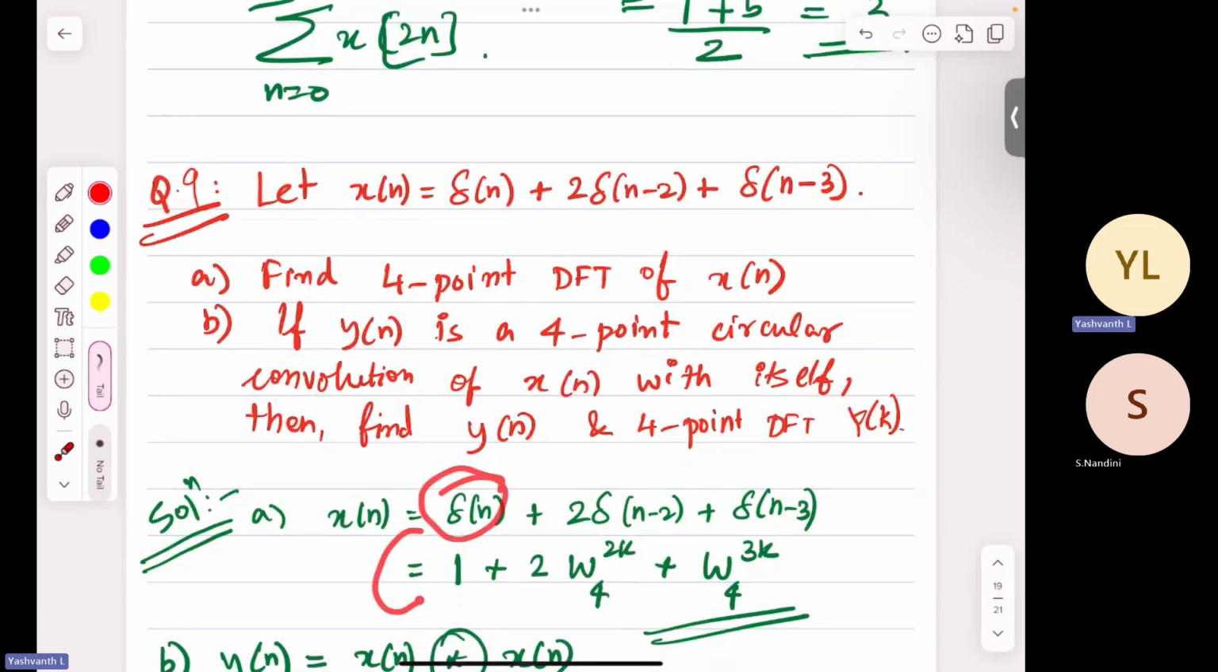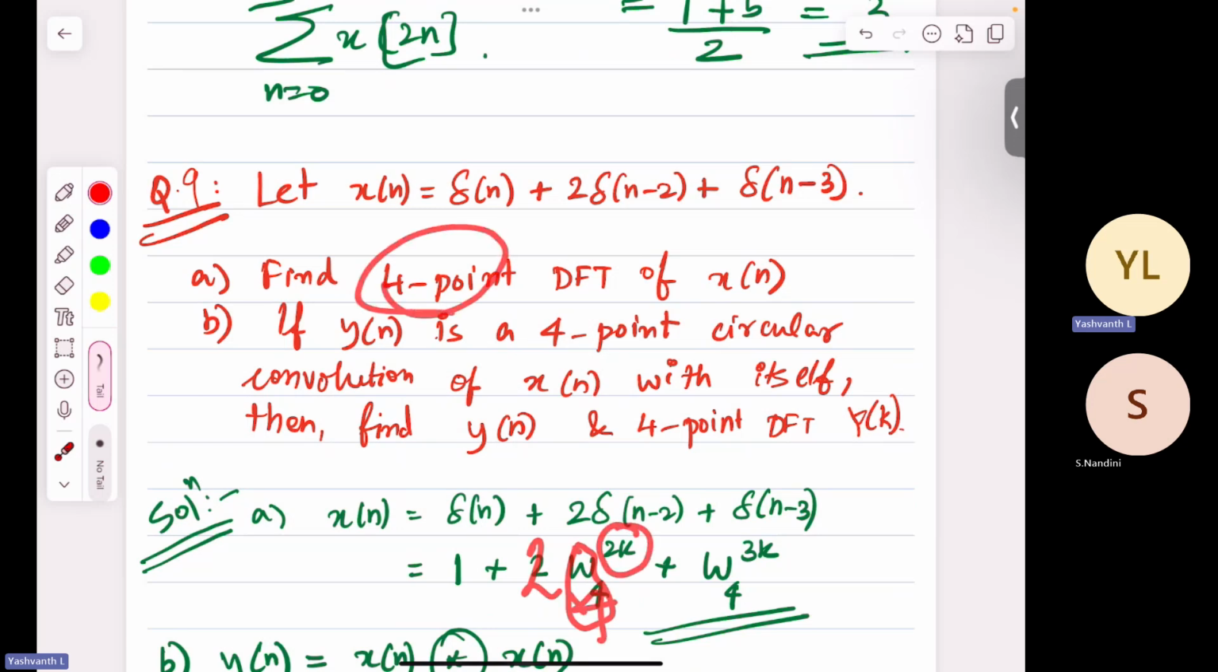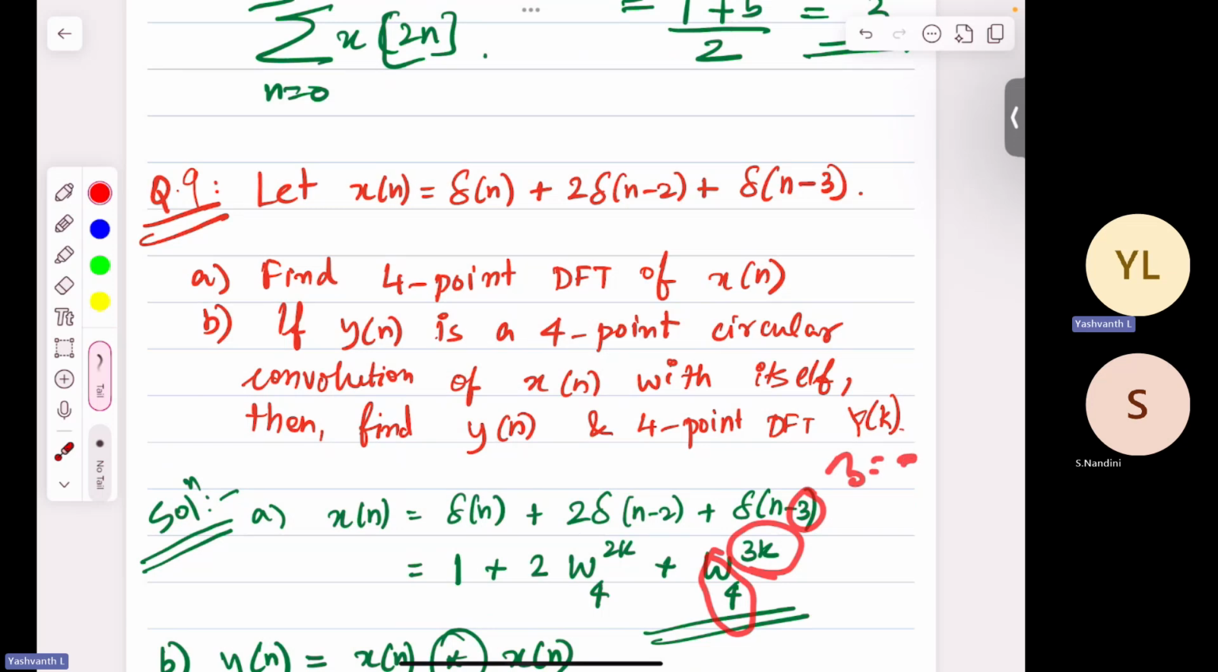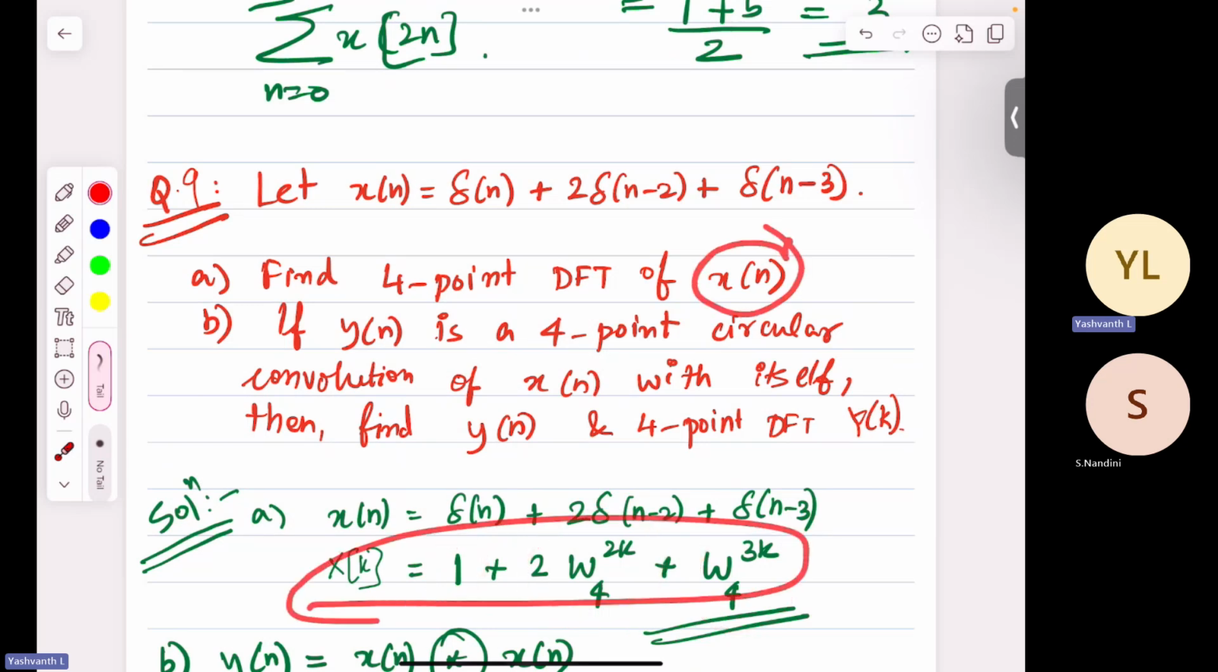So delta of n will have the DFT 1. 2 into delta of n minus 2 will have the DFT 2 into twiddle factor W4 power 2k. Why 4? Because we are asked for the 4-point DFT. Therefore, W4, the twiddle factor of order 4, power 2k. 2 is basically your n naught. Fine. Similarly, delta of n minus 3 gives twiddle factor W4 power 3k because n naught is equal to 3. Is it clear? Therefore, your X of k equals 1 plus 2 into twiddle factor power 2k plus twiddle factor power 3k. That's all. This is the 4-point DFT of x of n.